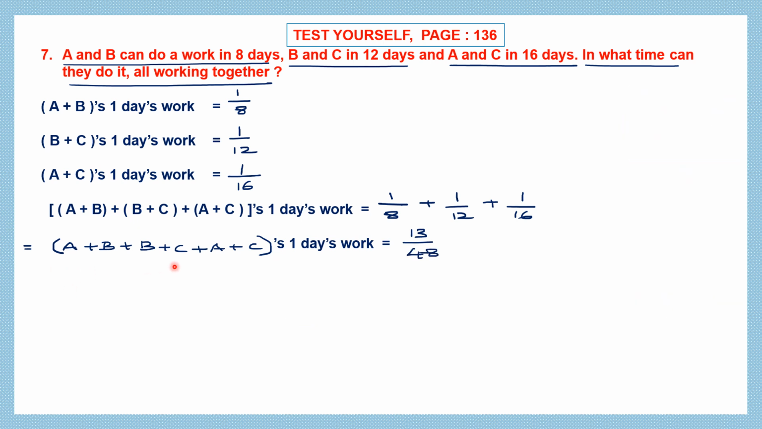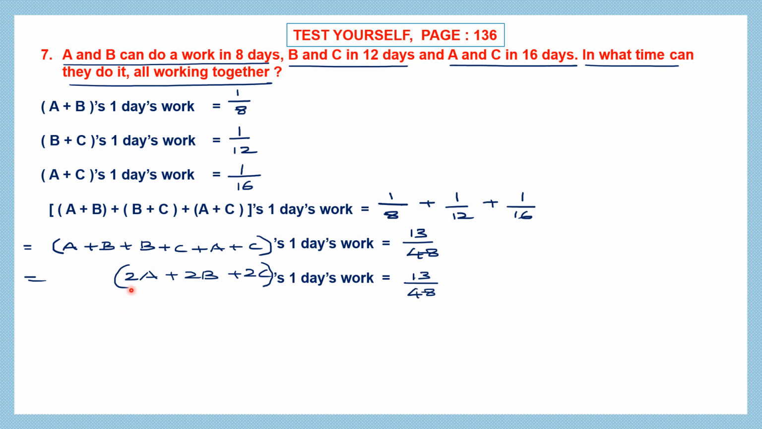Now let's simplify this further. As you can see, we have A and A here, so we can add them up, B and B, C and C. So this is equal to A plus A is 2A, then we have B plus B, 2B, plus 2C. So we've brought it all together. Now 2A plus 2B plus 2C is 1 day's work, and that is equal to 13 by 48.